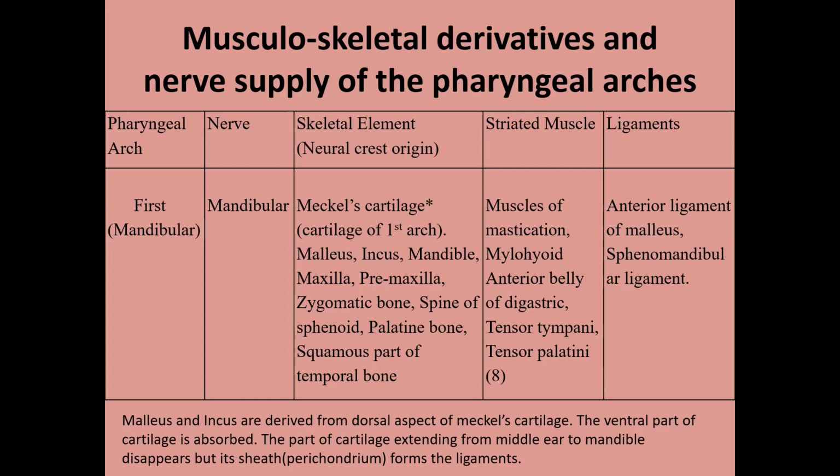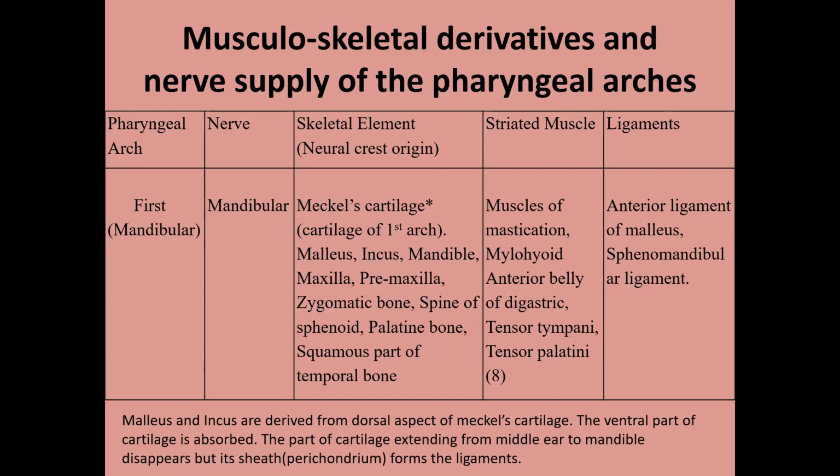So coming back to the skeletal elements derived from the first pharyngeal arch, we have the two ossicles, malleus and incus. We have the mandible, the maxilla. So we have the lower jaw and the upper jaw, the premaxilla bearing the incisor teeth, the cheekbone or the zygomatic bone, the spine of sphenoid, and the palatine bones, along with the squamous part of temporal bone.